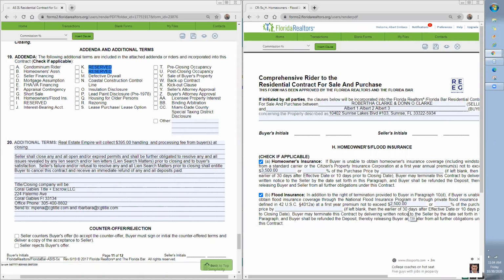Okay, so this document doesn't necessarily mean that homeowners insurance is needed or flood insurance is needed. It is a get out of the contract document for your buyer stating if this insurance cannot be obtained at this price, we no longer want the property and we can get our money back. Okay, why is this here?